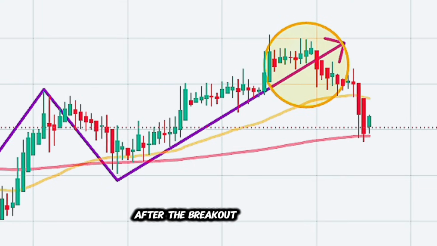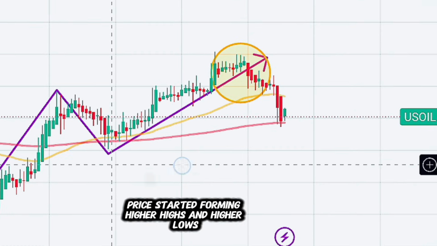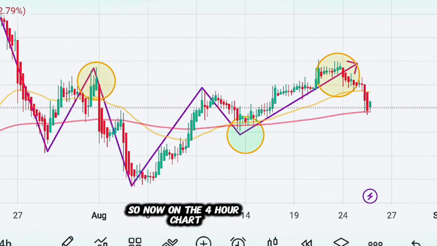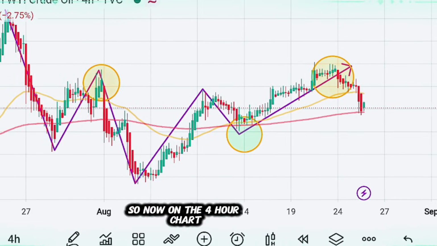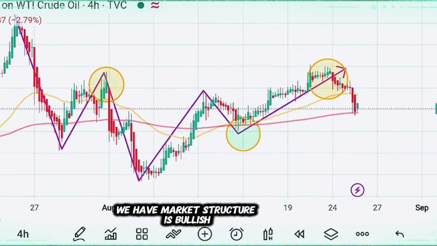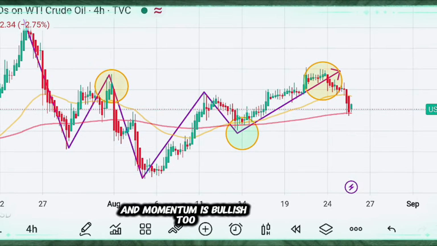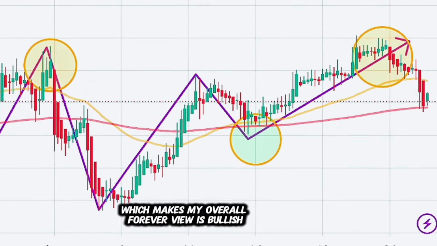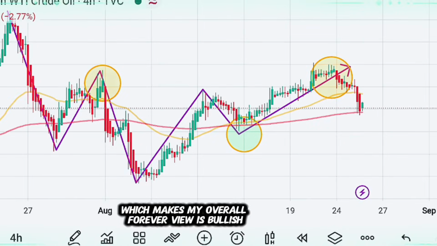After the breakout, price started forming higher highs and higher lows, creating a bullish market structure. So now on the 4-hour chart, market structure is bullish and momentum is bullish too. Both are aligned, which makes my overall 4-hour view bullish.